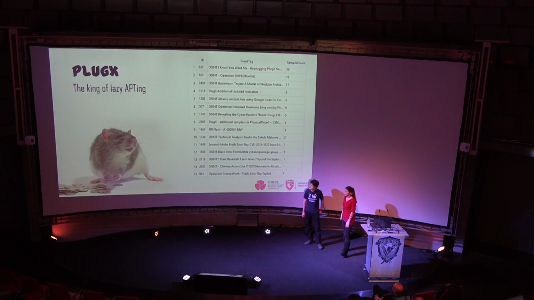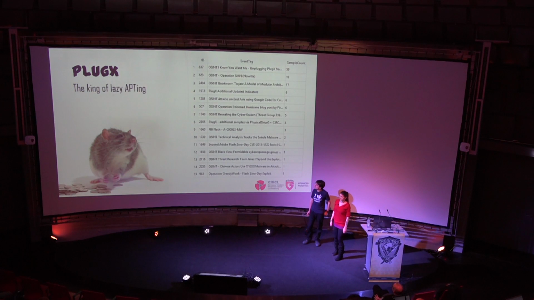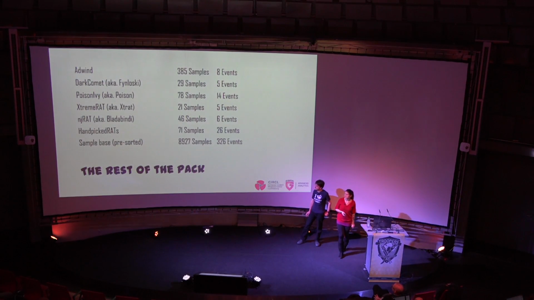There's one family that's just the king of lazy APTing because it pops up so much. Insiders might know that Plugx is the favorite RAT of a lot of potentially Chinese actors. Can't say Chinese because we don't do attribution, but yeah, I've never said that. Anyway, Plugx pops up a lot. We see 15 different events where Plugx RATs are being found or have been used. And you can also see the number of samples in there is quite considerable. The rest of the pack, as mentioned before, DarkComet, Xtreme, Poison Ivy, and the others.